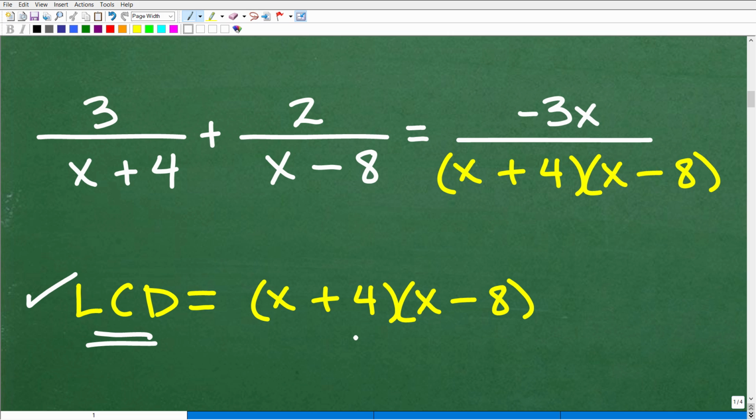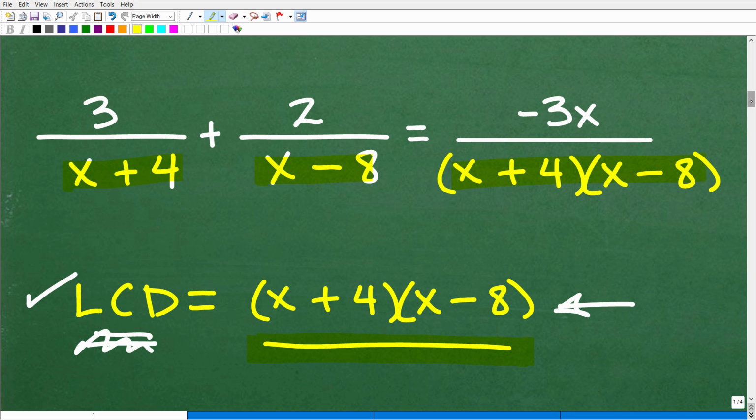By the way, I could use the LCD to clear the fractions here, but I'm going to show you a different path that I'm going to take. But in this case, the LCD is nothing more than x plus 4 times x minus 8. Now, if you don't know how to find the lowest common denominator of rational expressions, this is very, very important. Effectively, what we need to do is take all the factors of the denominators and multiply all the unique prime factors, which would be this right here.